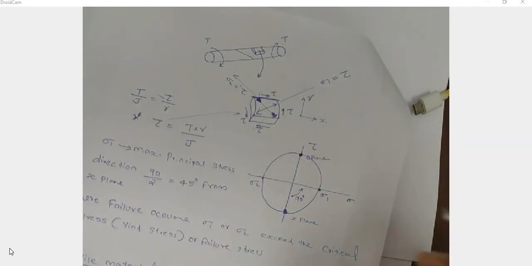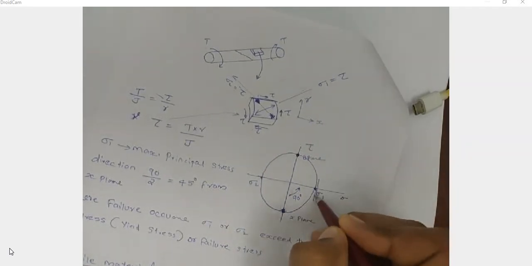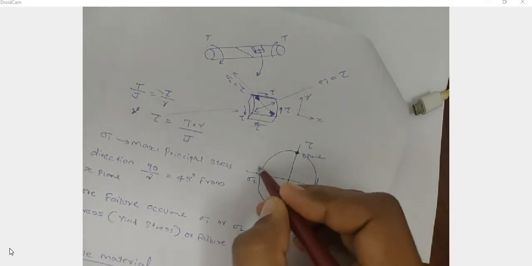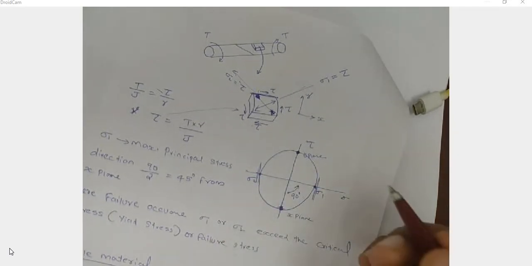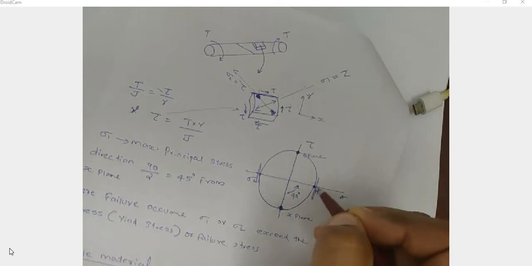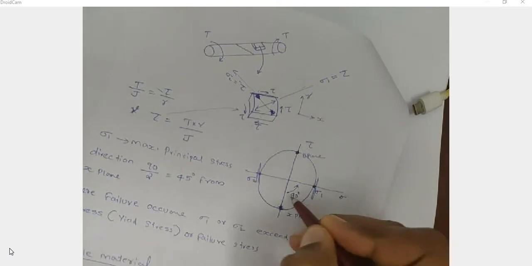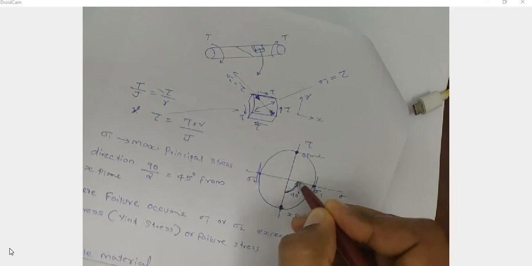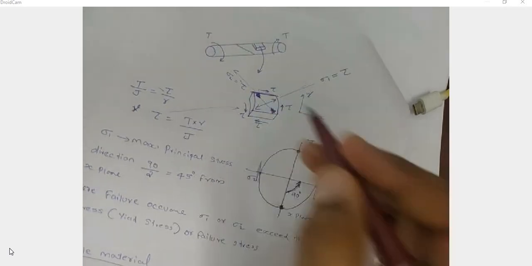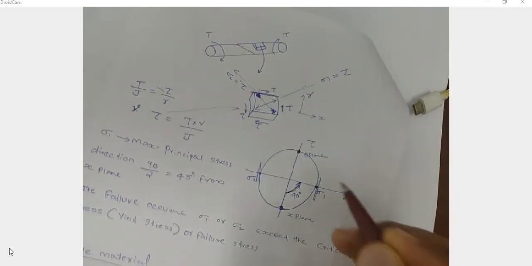And in this Mohr's circle, we can see sigma 1, that is the principal stress, and sigma 2, that is the minimum principal stress. Okay, and what is the direction of this principal stress? That is at an angle 90 degrees from the x plane. That means in the actual picture 90 divided by 2, 45.